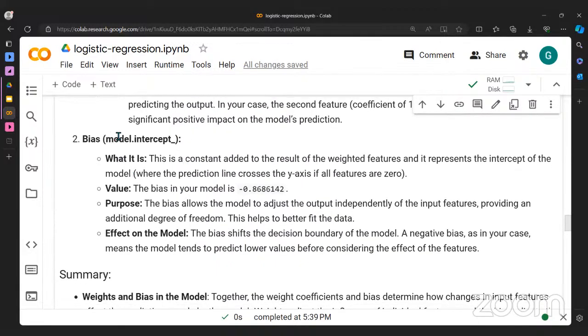And for the bias part, why are we checking it? This allows the model to adjust the output independently of the input features, providing an additional degree of freedom. This helps fit the data, so it shifts the decision boundary of the model. Negative bias, as in our case now, means the model tends to predict lower values before considering the effect of the features.